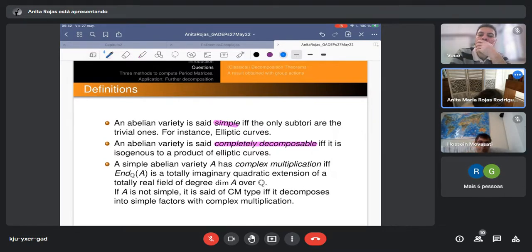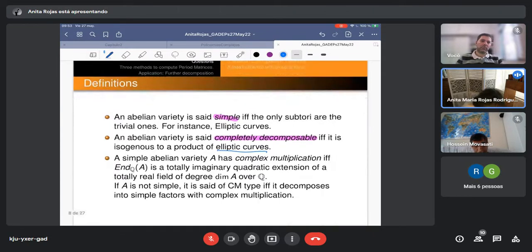Some people said it splits if and only if it is isogenous to a product of elliptic curves, as a complex torus, not necessarily with the good behavior of the polarization we were talking about before. Just as complex tori, we said that an abelian variety is completely decomposable if it is a product of elliptic curves. You don't need the polarization decomposed.